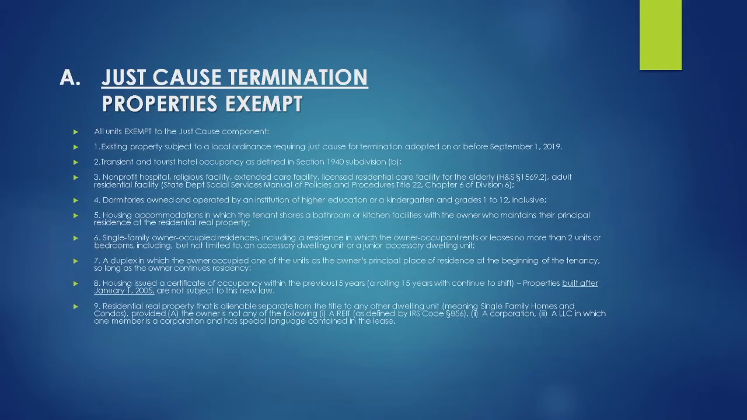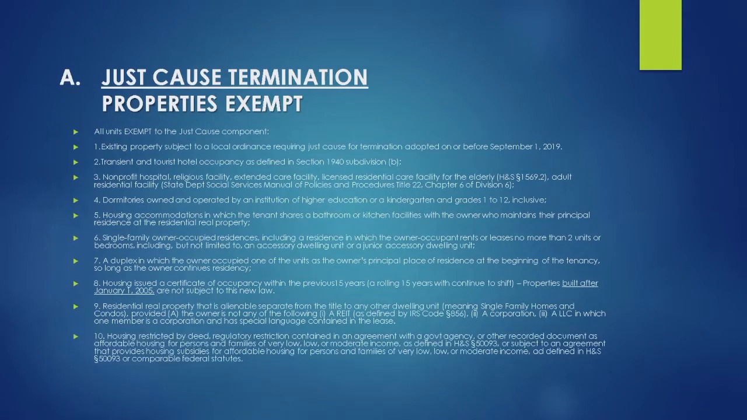Number 9 is residential real property that is alienable separate from the title to any other dwelling unit, basically meaning single-family homes and condos. And then provided that the owner of the property is not a REIT, okay, as defined by the IRS, a corporation, or an LLC in which one member is a corporation, and then it obviously has to have special language contained in the lease notifying the tenant that they are excluded from this AB 1482 just cause exemption.